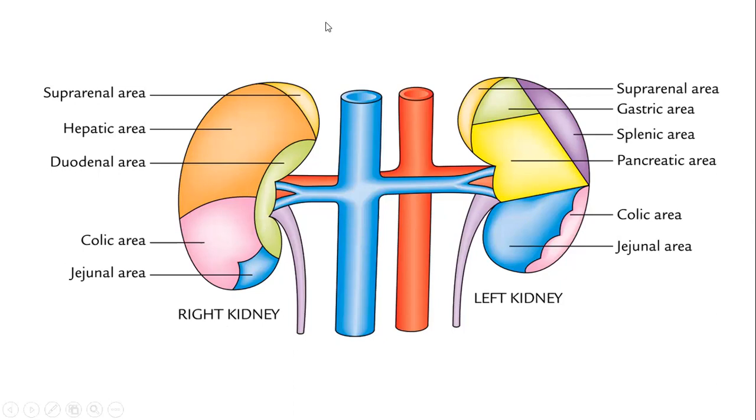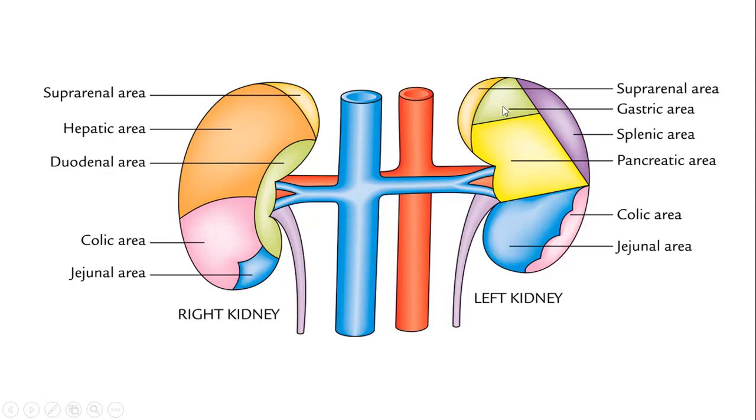In case of the right kidney, on the anterior aspect, the majority of the upper anterior surface is covered by the liver, so it is known as the hepatic area. More medially towards its hilum, staying on the anterior surface, we have the duodenal area, and below it, towards the lower pole, we have the colic area. For the left kidney, we have a smaller upper area.